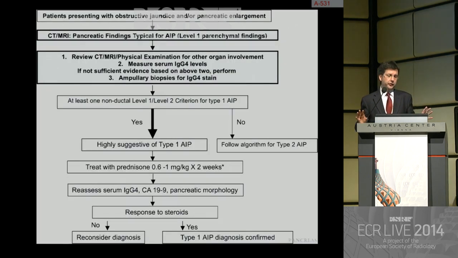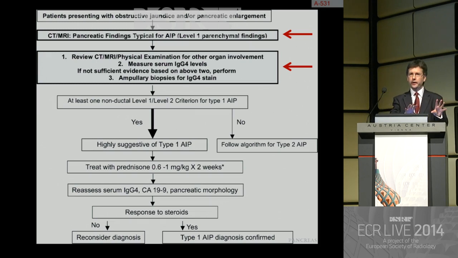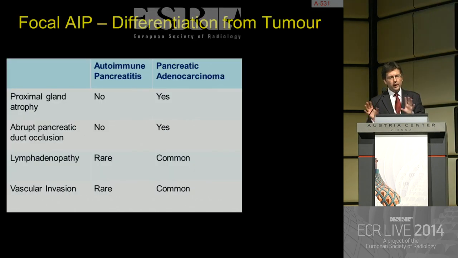Now, within the ICDC criteria, they give a lot of diagnostic algorithms. And I only want you to concentrate on the top 2 features here because it actually starts with the CT and MRI imaging features. In other words, we, in the clinical decision-making process, are key to the management of these patients. We're going to get certain cases, 30% of cases, which are going to be focal AIP. And this is where we come into differentiation from pancreatic adenocarcinoma.